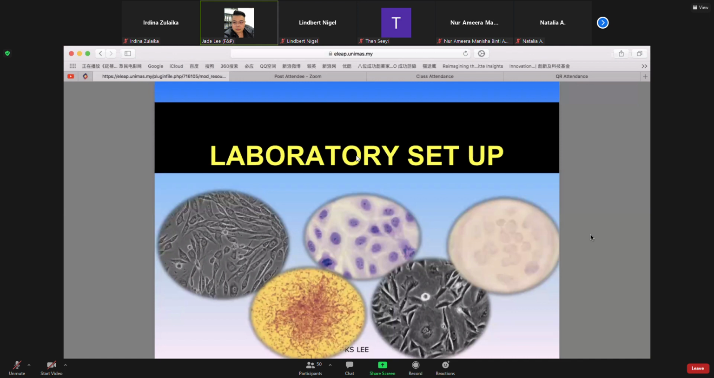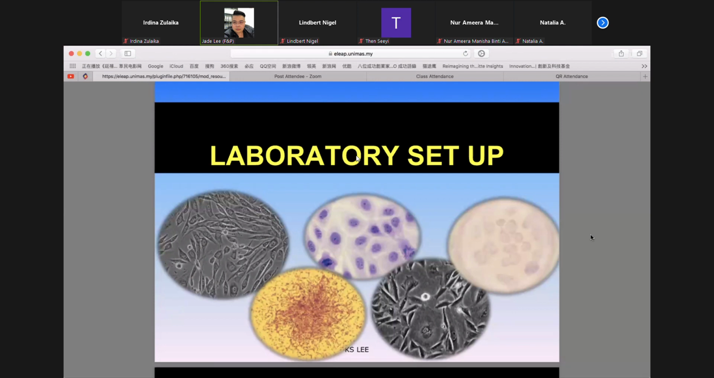Right. So it is very important to understand how a laboratory is set up, because as a tissue culturist, you must be able to plan for a lab setup. This means you must know how to draw the layout of the lab, how to position the machines and the facility, and also the functions of the lab. That's very, very crucial.